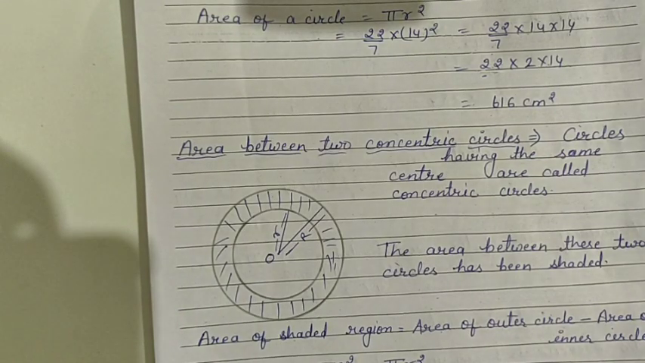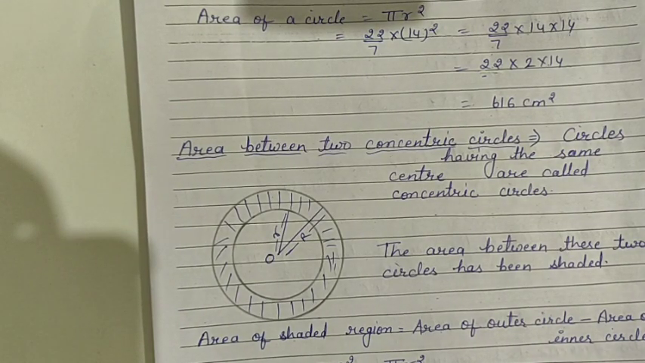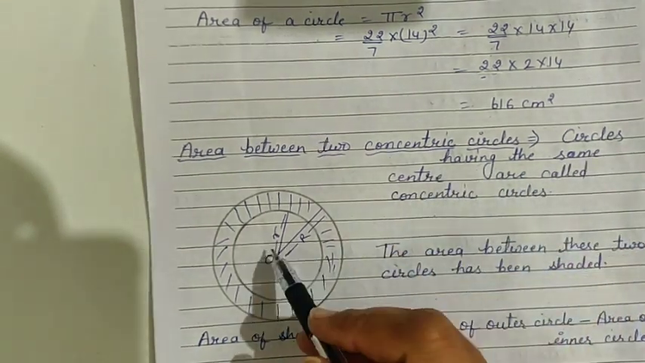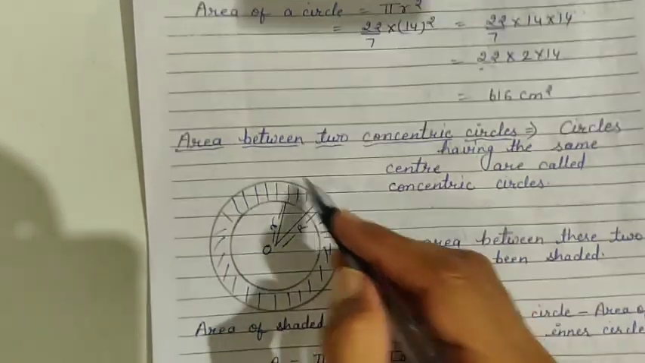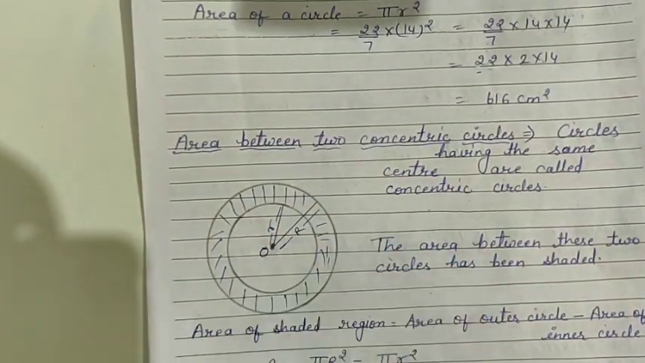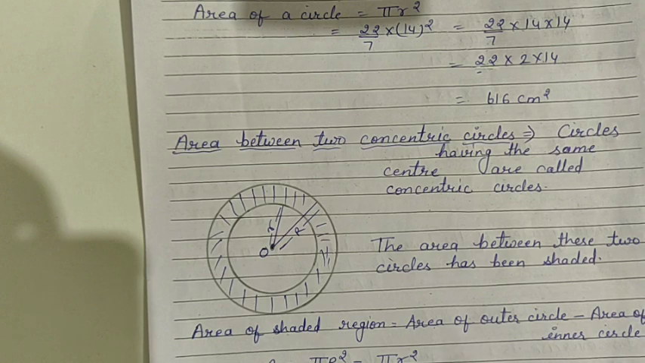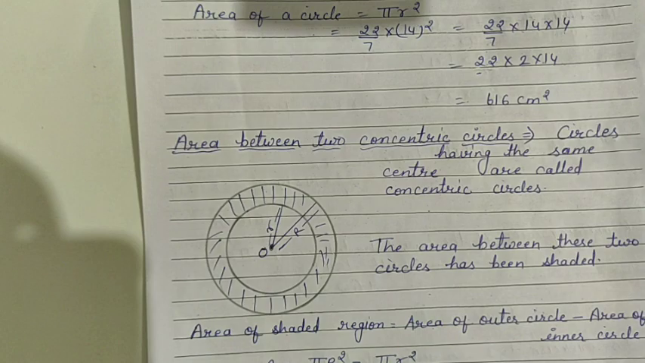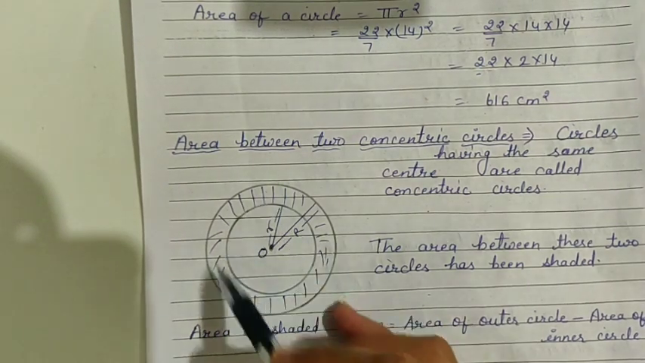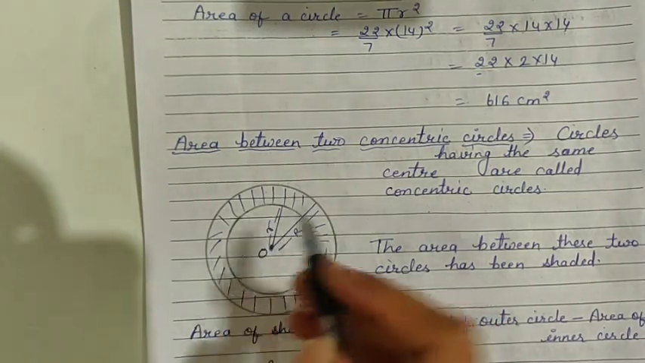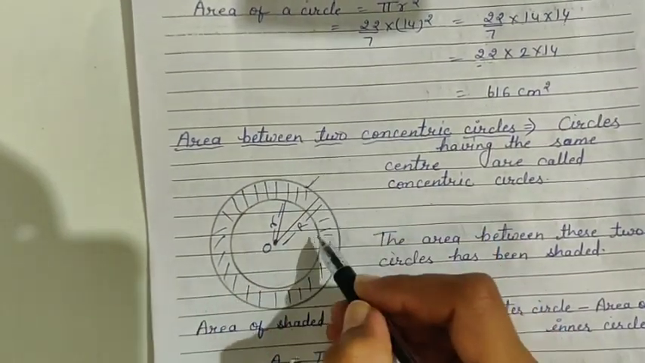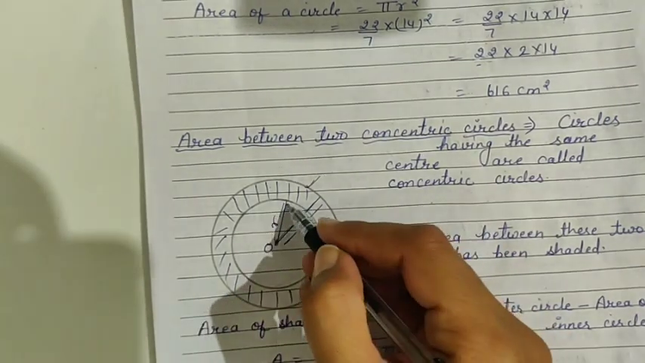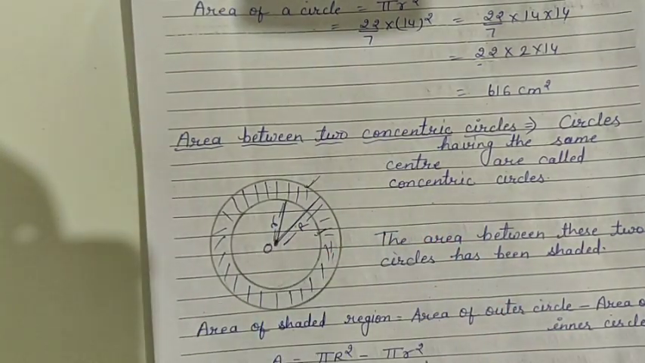Now, area between two concentric circles. Firstly, what are concentric circles? Circles having the same centers are called concentric circles. These are two circles whose centers are the same. The area between these two circles has been shaded. So we have to find the area of this shaded region, which is equal to the area of this circle minus the area of this circle. The radius of the bigger circle is capital R and the radius of the smaller circle is small r.